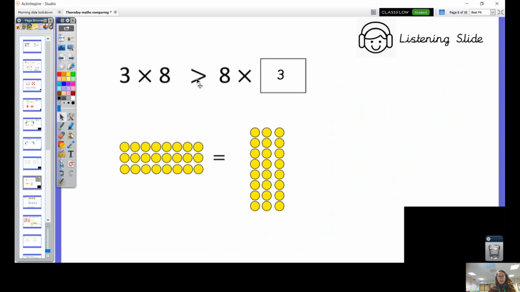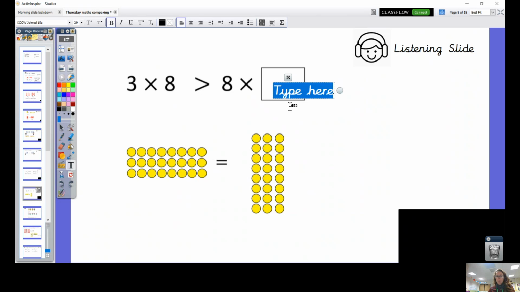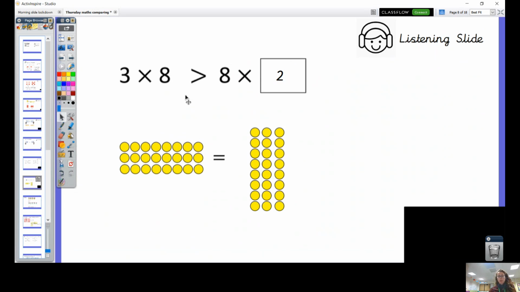Now, in order for this to make sense, it can't be 8 groups of 3. It can't be. So that's not right. I wonder if we can cut some of those out though. I wonder, because we know that this is a smaller number, this digit here needs to be less than 3, doesn't it? What about less than 2? Less than 3, what about 2? So 3 times 8 is greater than 8 times 2. That would work.